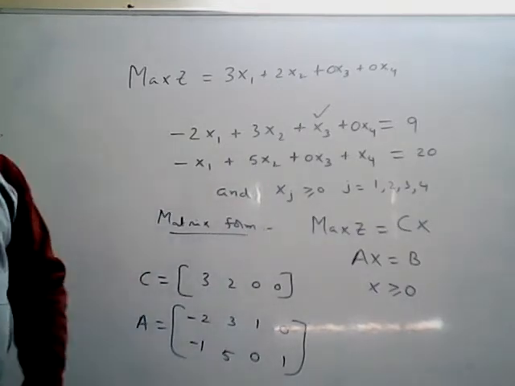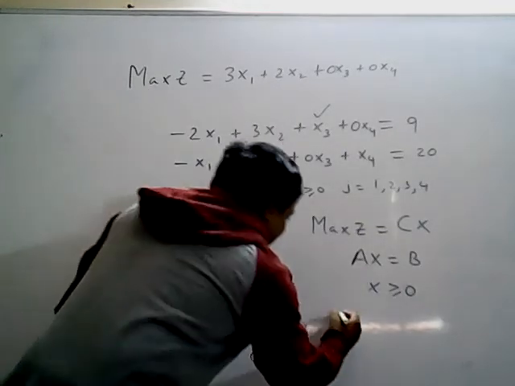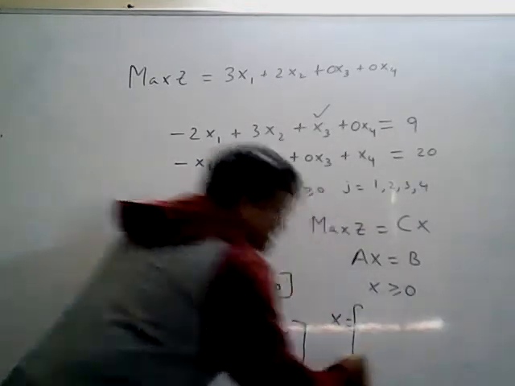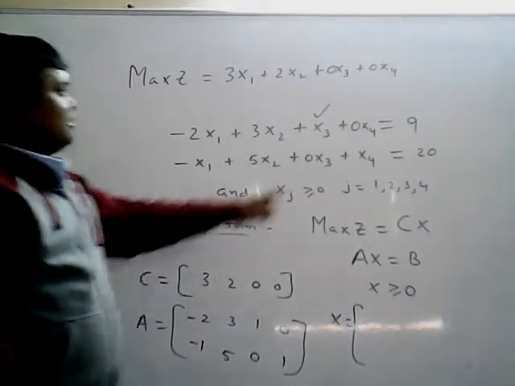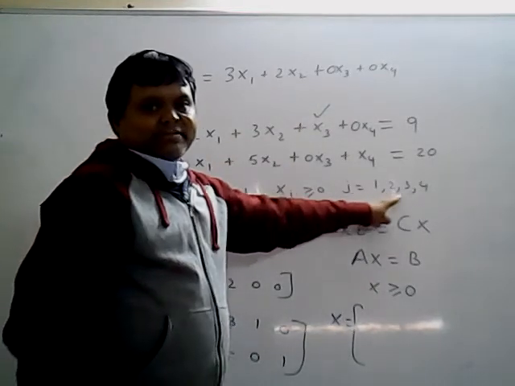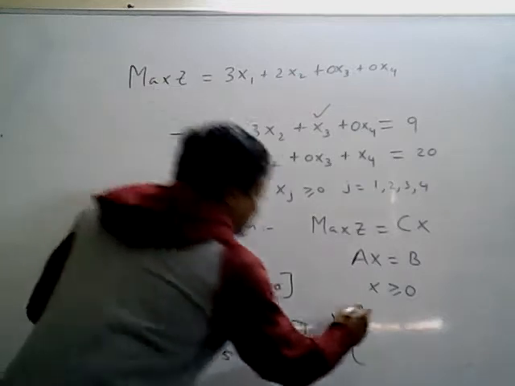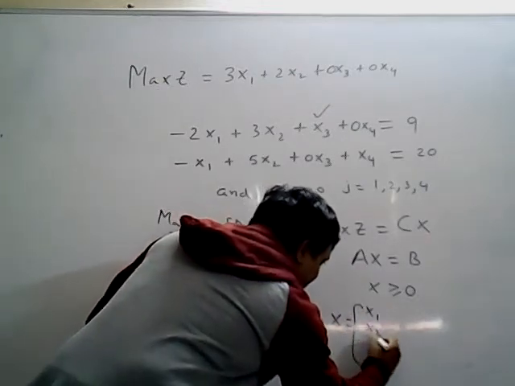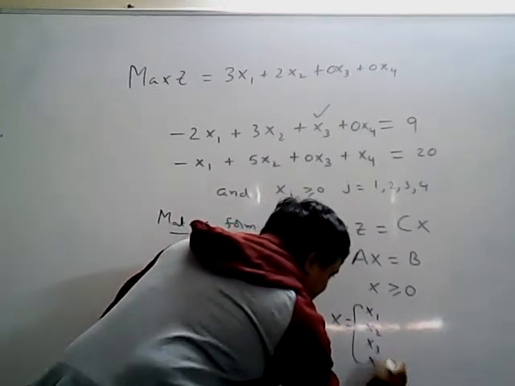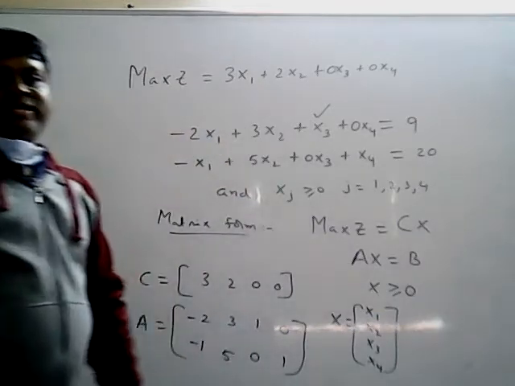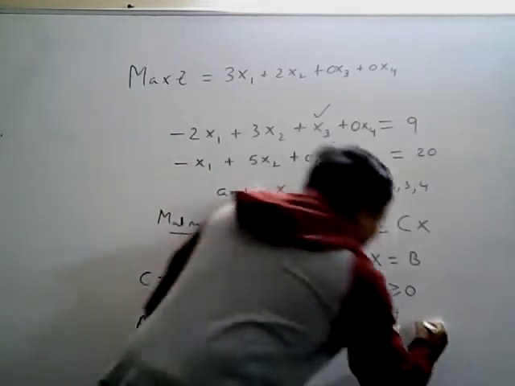Now A is completed. Next, what is the X you have to identify? How many variables are there in the problem? 4 variables are there. So that means X1, X2, X3, X4.